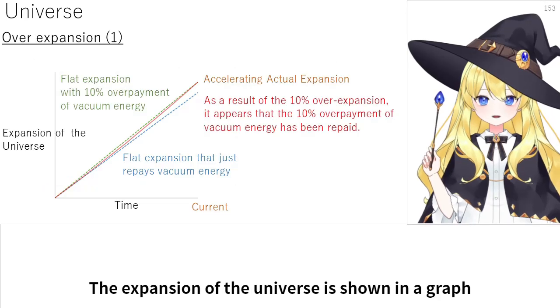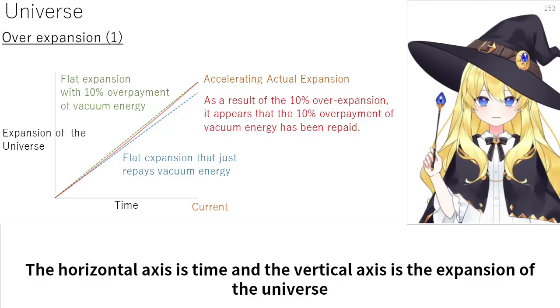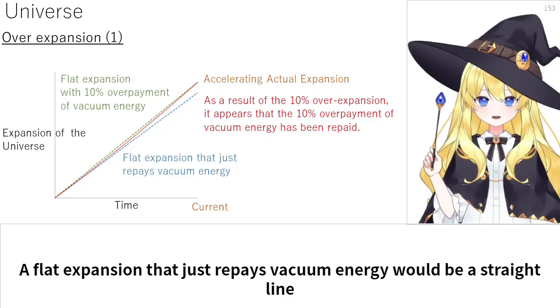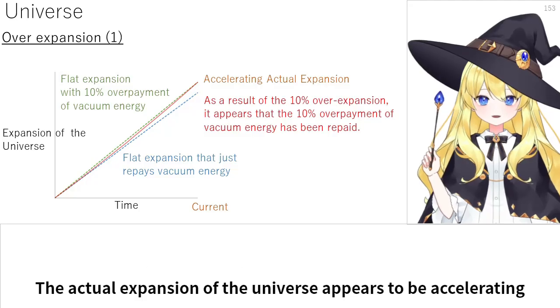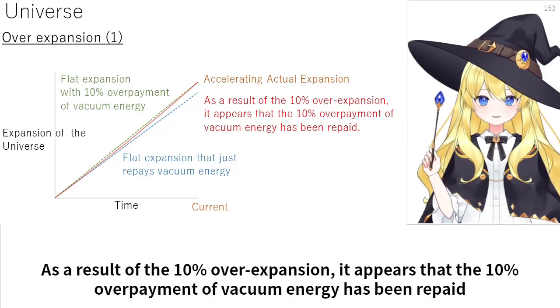The expansion of the universe is shown in a graph. The horizontal axis is time and the vertical axis is the expansion of the universe. A flat expansion that just repays vacuum energy would be a straight line. The actual expansion of the universe appears to be accelerating. It is thought that the expansion is currently close to what would occur if vacuum energy were overpaid by 10%. As a result of the 10% overexpansion, it appears that the 10% overpayment of vacuum energy has been repaid.